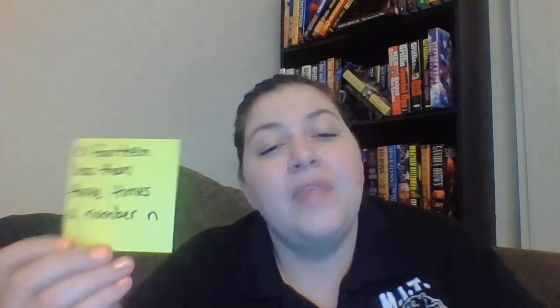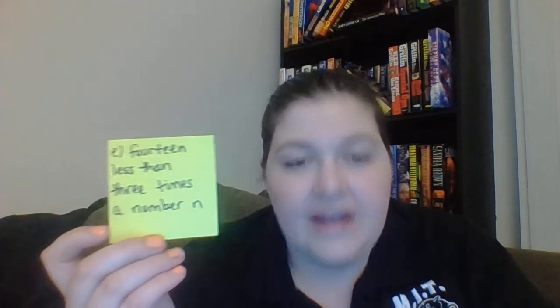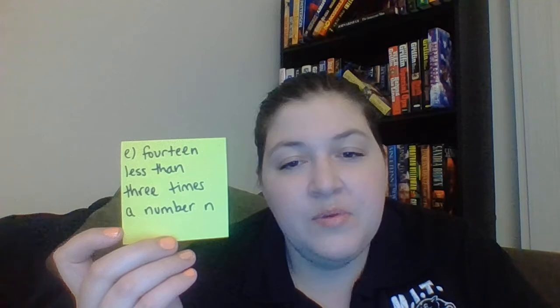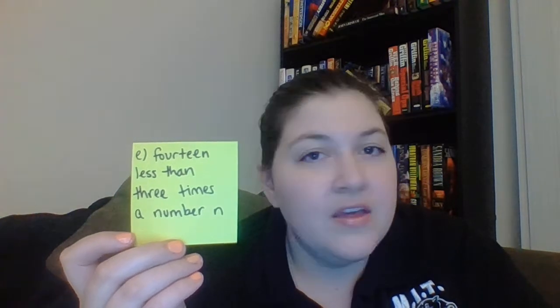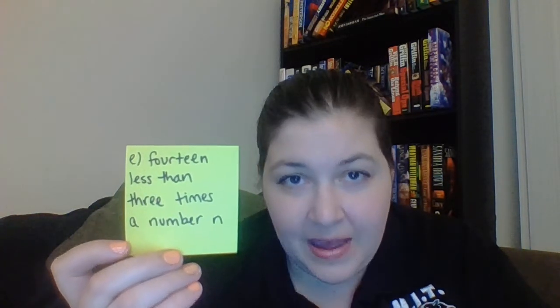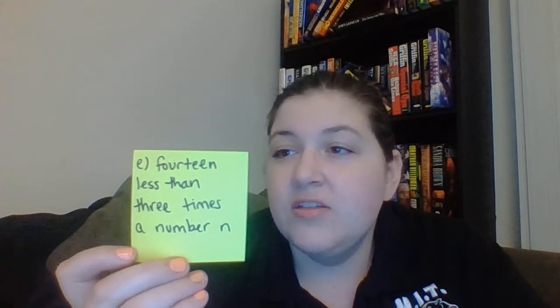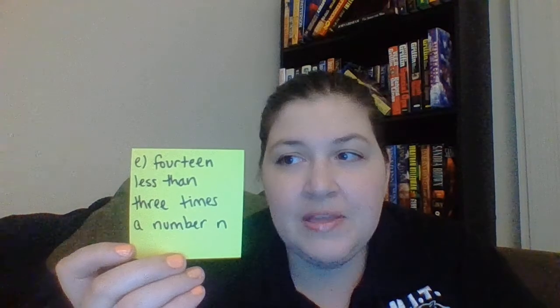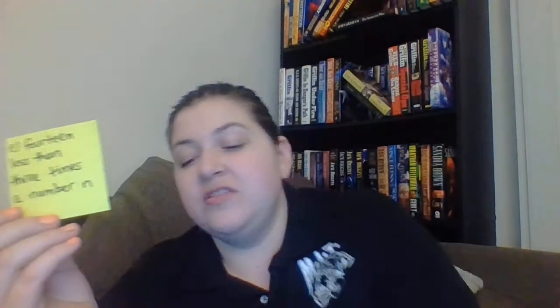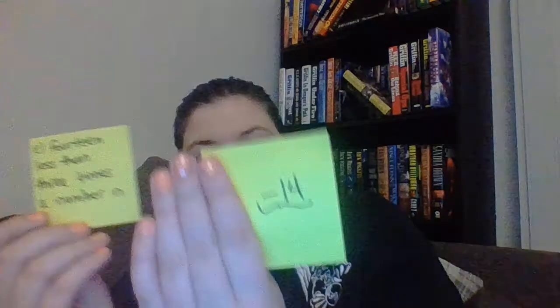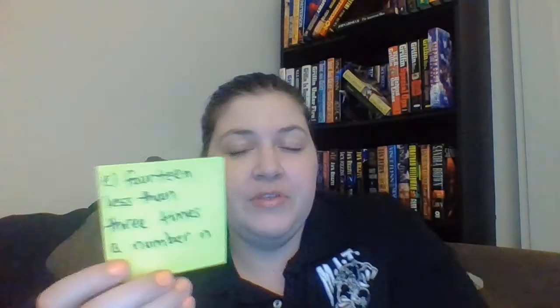All right? And our last example problem that we're going to try is E. Oh my goodness, E looks scary. 14 less than 3 times a number n. Attack it one step at a time, okay? So I see 14 less than. All right, I know from previous problems that means I'm going to subtract 14. All right, so I write that first. Subtract 14, right? Okay, so now I'm going to read the rest of my problem.